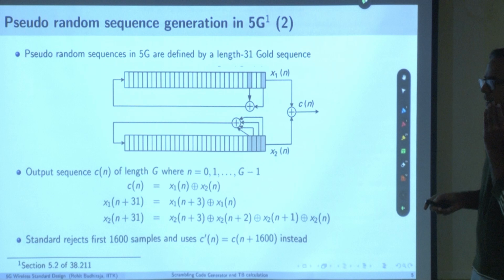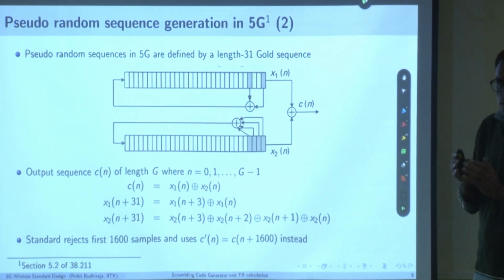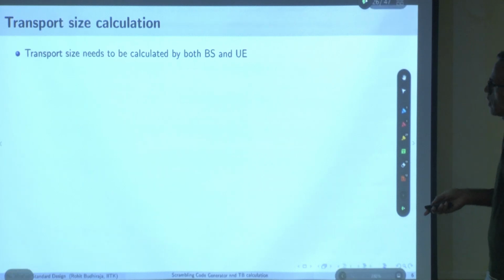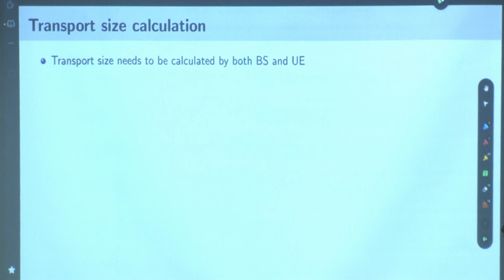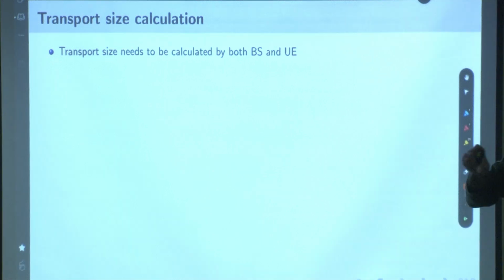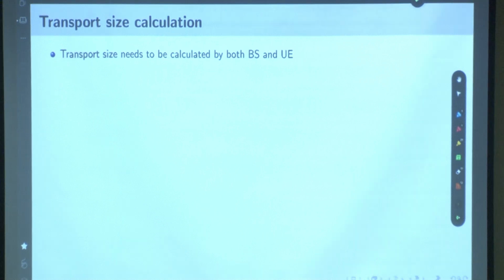Now the second thing which was left was the transport block size calculation. Whenever we spoke about PDSCH, we assumed that the MAC layer gives some transport block to the physical layer, on which it does the complete physical layer processing.